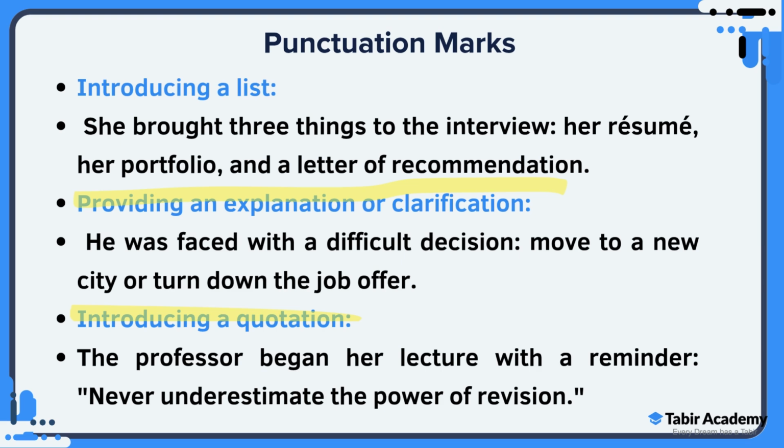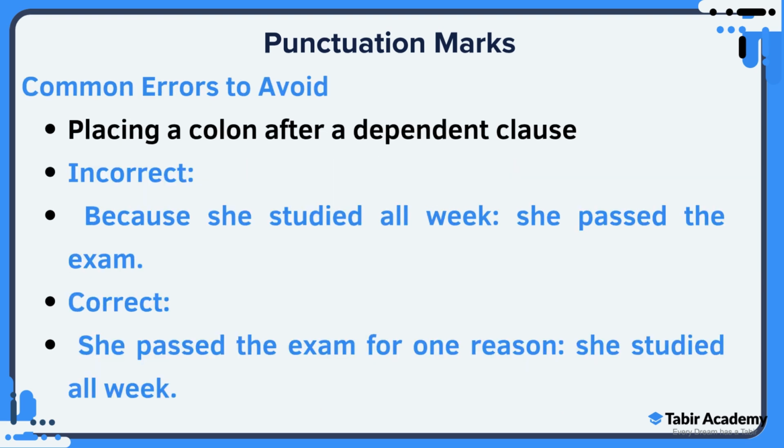There are 2 common errors to avoid. Placing a colon after a dependent clause is incorrect. Let's look at 2 examples. Because she studied all week: she passed the exam. She passed the exam for one reason: she studied all week. This is the correct way.